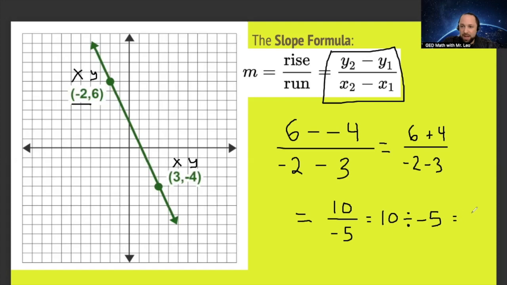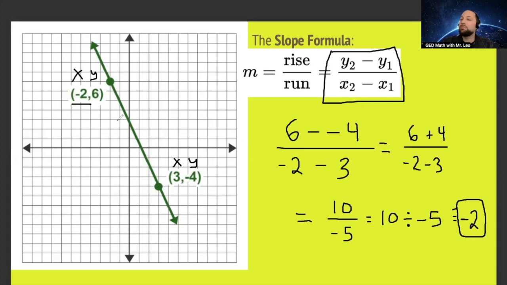10 divided by 5 is 2, and we're going to bring over the sign. A positive divided by negative is a negative. Final answer here is -2. The slope of this line is -2. We calculated that using the formula.